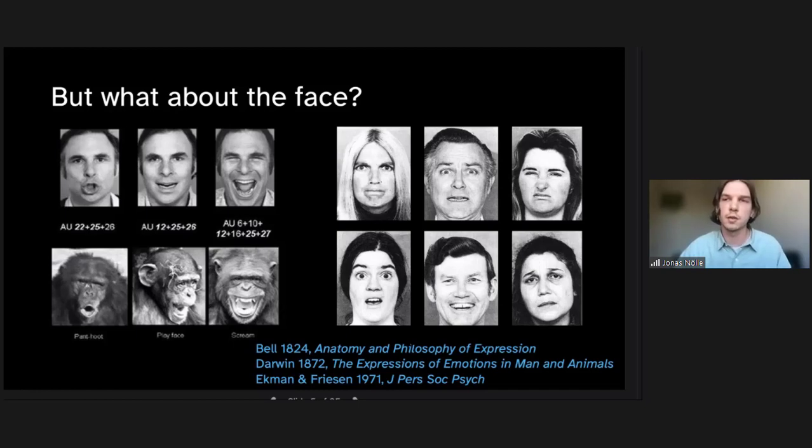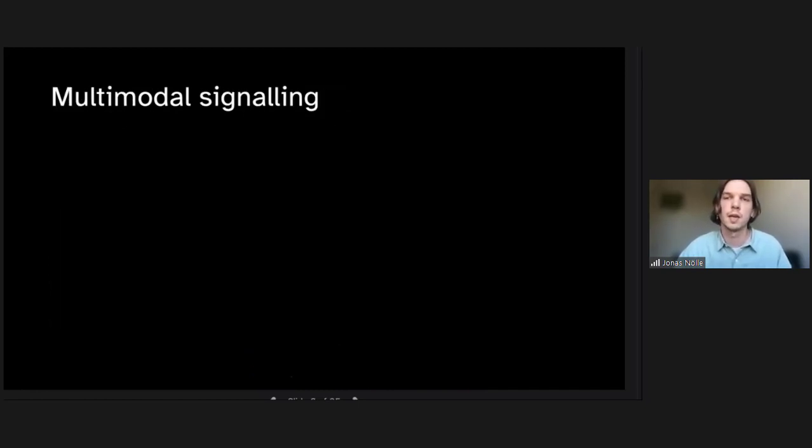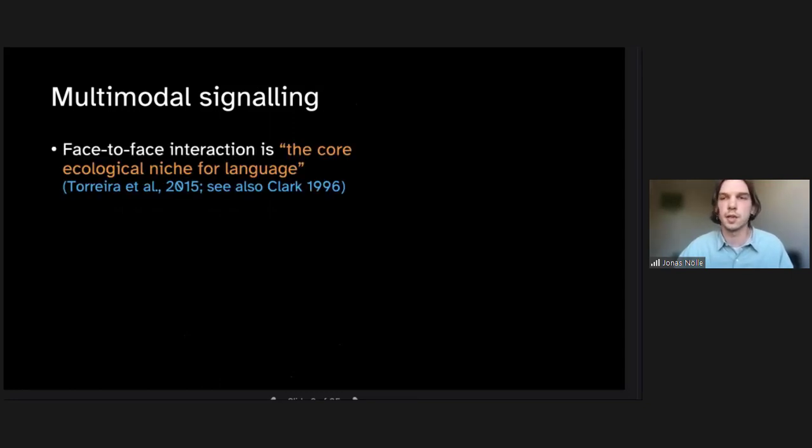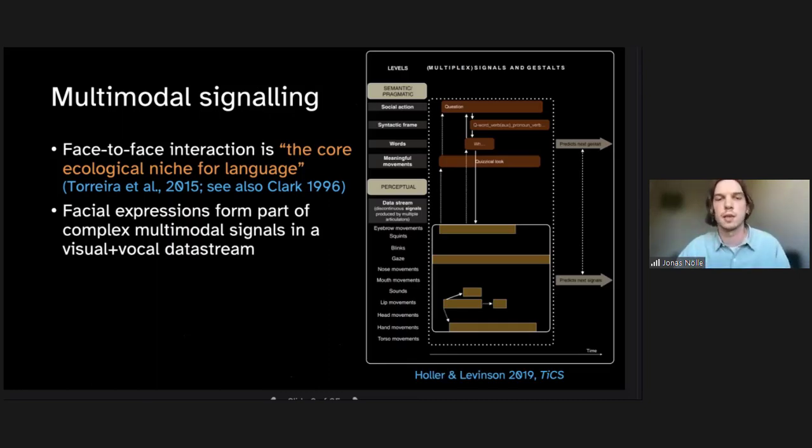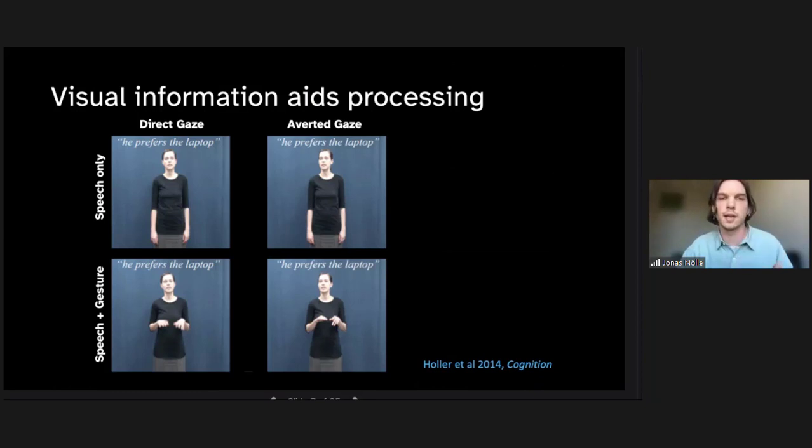But face-to-face interaction is, of course, the primary way in which we communicate. You could also call it the core ecological niche for language, as others have said. In these settings, facial expressions form part of very complex multimodal signals, which is very nicely shown in this paper by Holler and Levinson. For example, when we ask questions, we don't just produce a question word and combine that with what we're asking about. We also usually raise our pitch and provide some kind of quizzical look to signal that we're asking a question. In fact, this integration of different modalities and data streams seems to facilitate processing. For example, in this study, they showed that both direct eye gaze and the presence of gestures decreased reaction times and made it easier to react to what is said in speech.